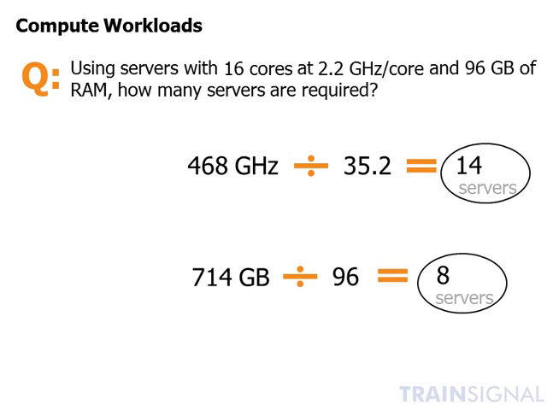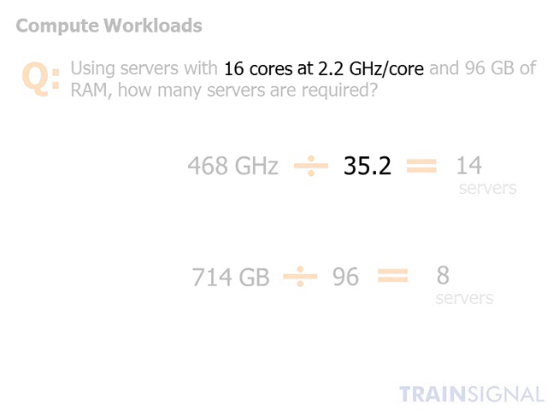That seems pretty reasonable, but the problem here is that we've overlooked something. Those 16 cores at 2.2 gigahertz would only be able to provide 35.2 gigahertz total capacity if we ran it at 100% utilization. And in most cases, when we run something at 100% utilization, our response times are not going to be what we need.